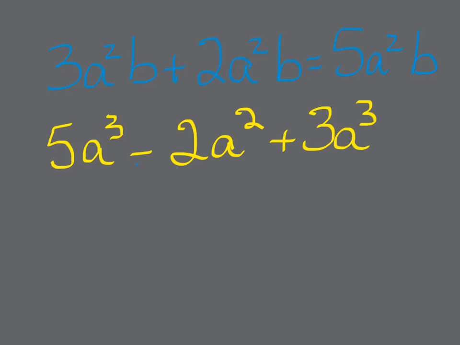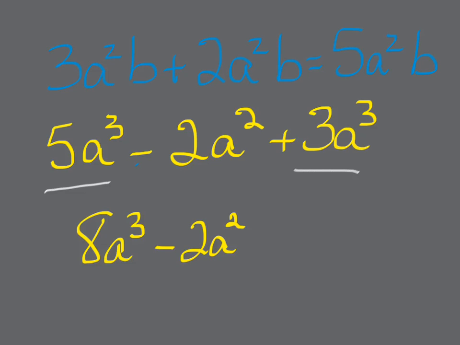In this next group, we notice there are two terms that have the same like variables with exponents, 5a cubed and 3a cubed. So we combine those two, and we get 8a cubed. We don't have anything to combine with the 2a squared, so we just bring it down, minus 2a squared. And that is how we simplify it.